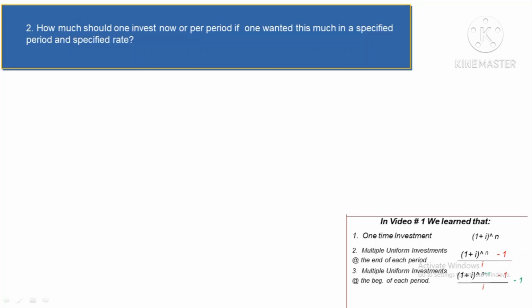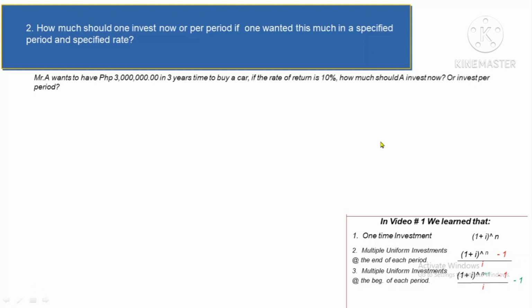So that's it for the highlights from the past video. Let's go now to the illustrative problem. Mr. A wants to have 3 million in 3 years because he wants to buy a car. The interest rate is 10% per annum. How much will he invest?